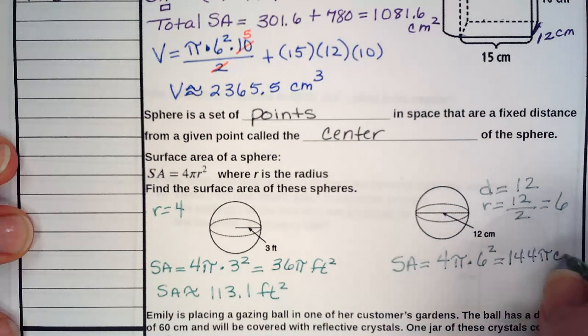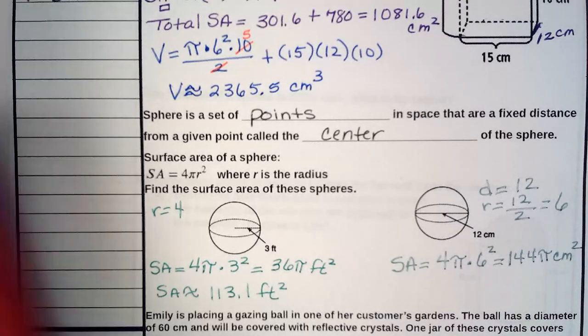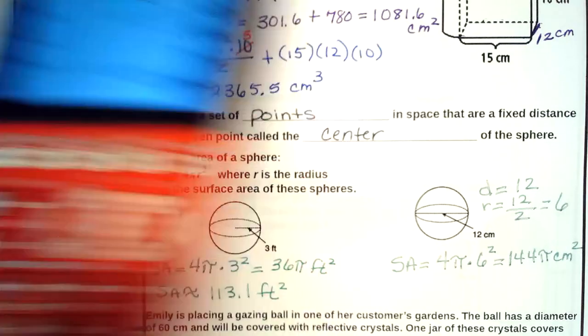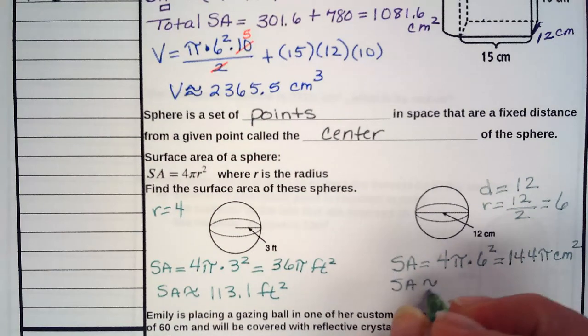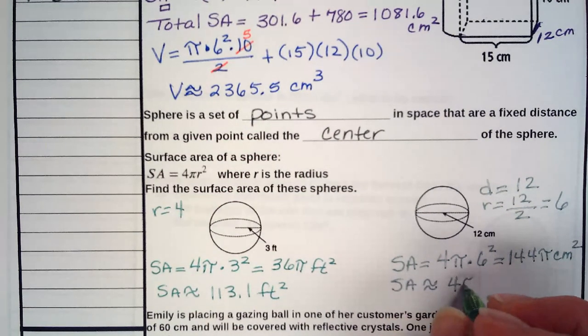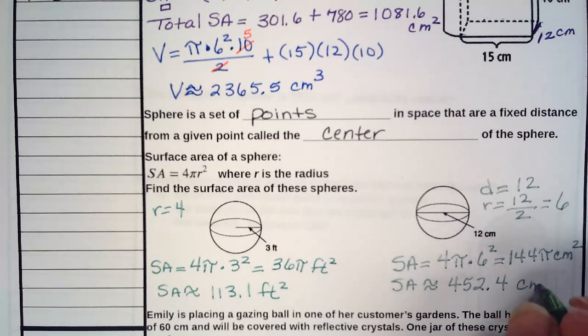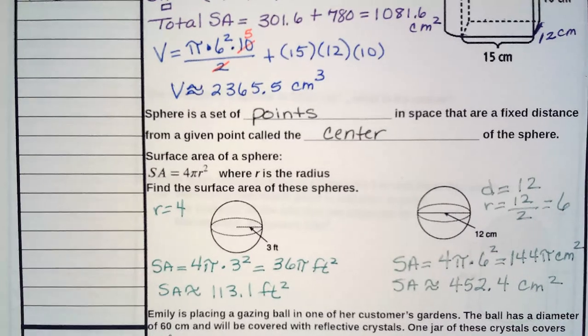And this would be centimeters squared. Okay, what is my approximation? I'm just going to hit times pi, and it is about 452.4 centimeters squared. Okay, if you're struggling, back the video up, you can watch it again.